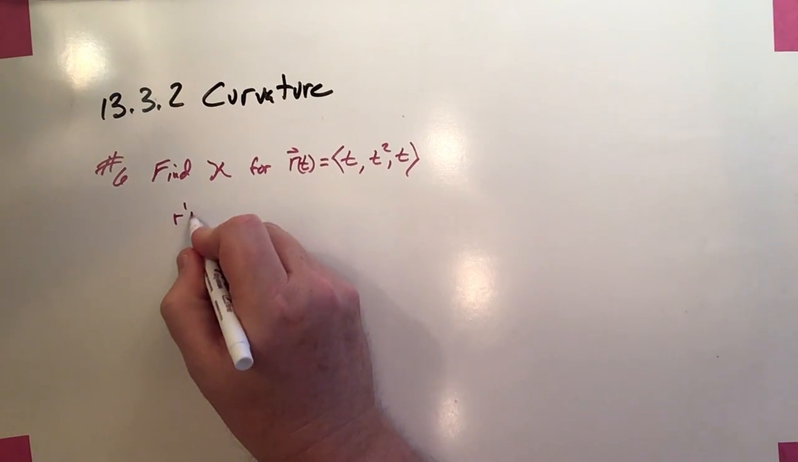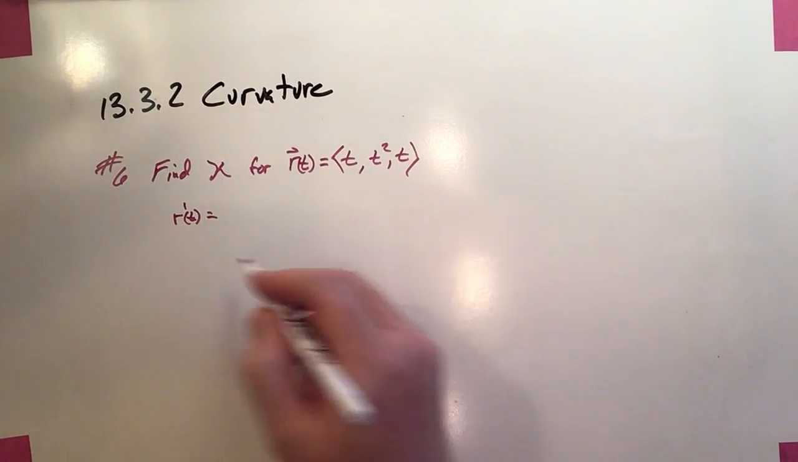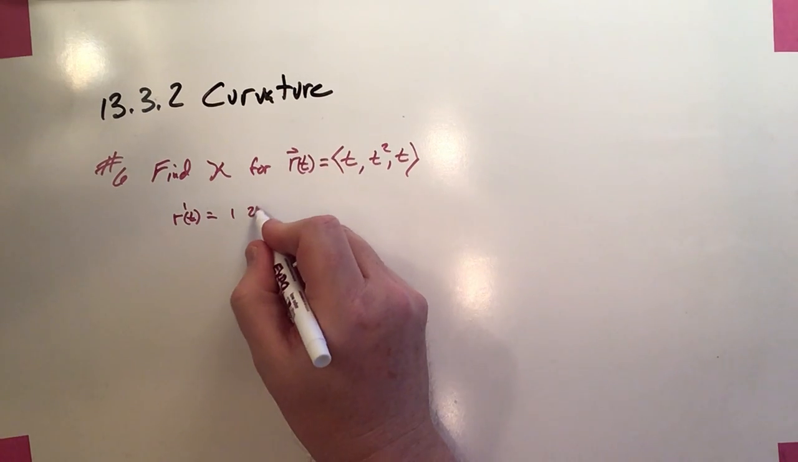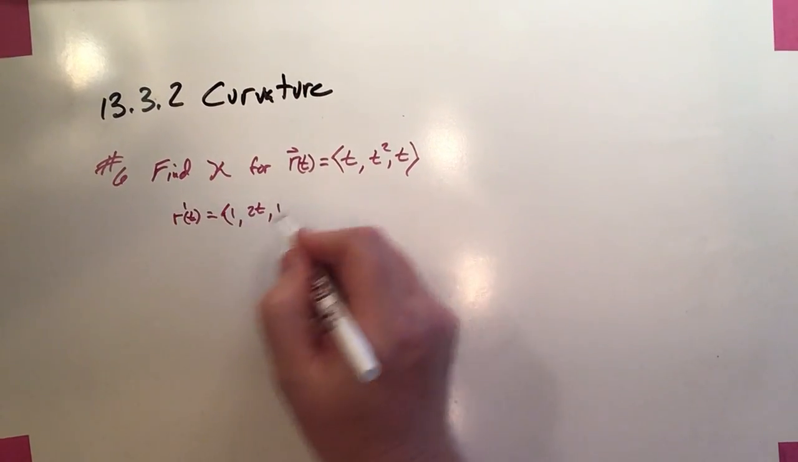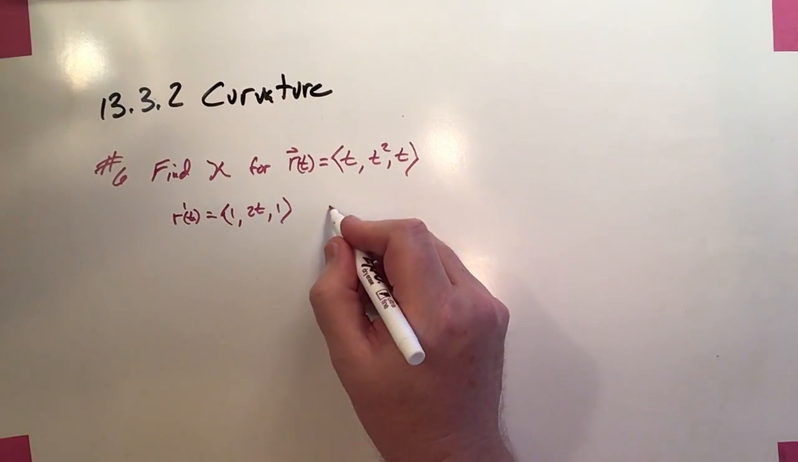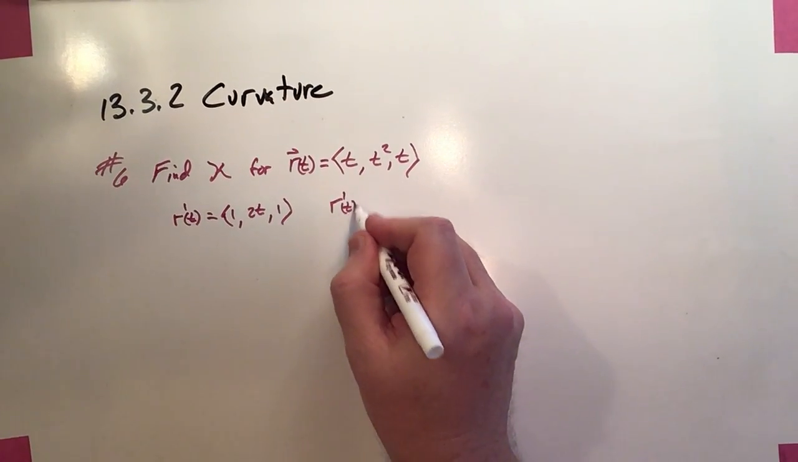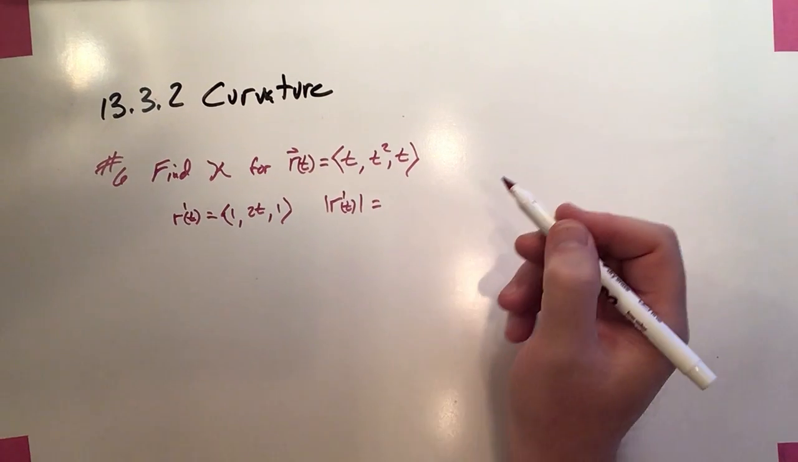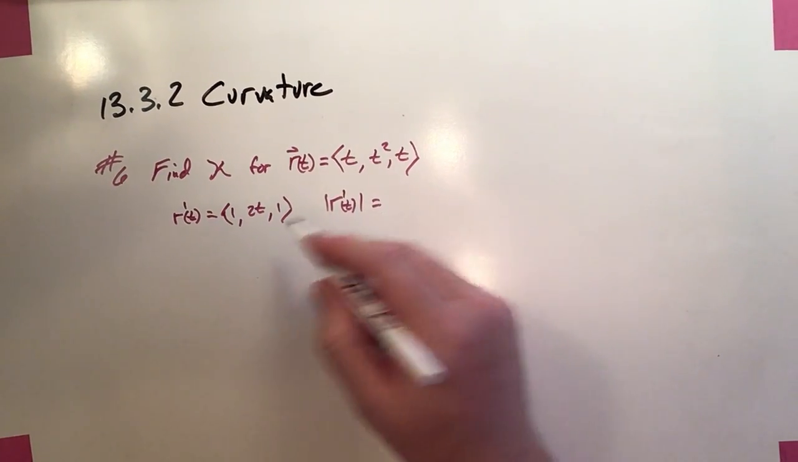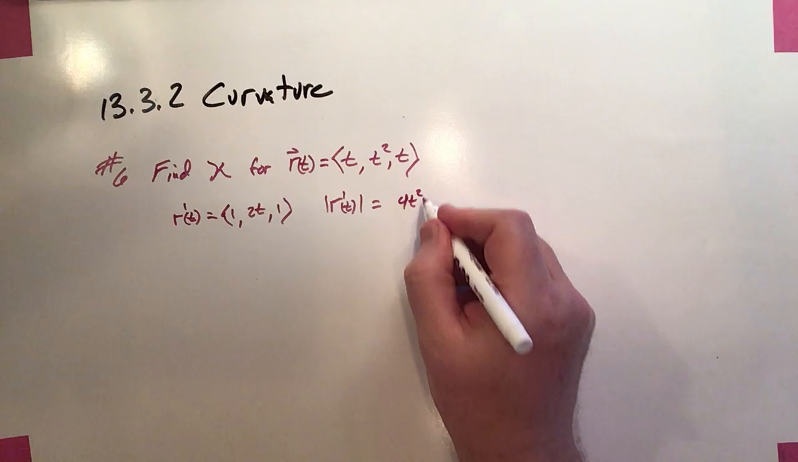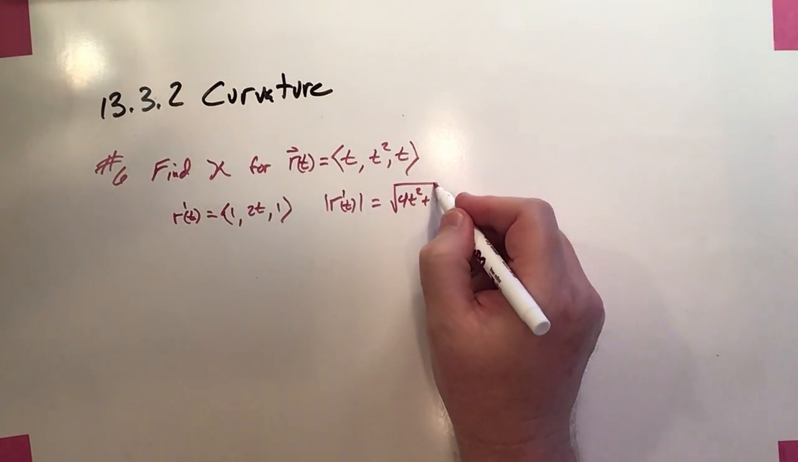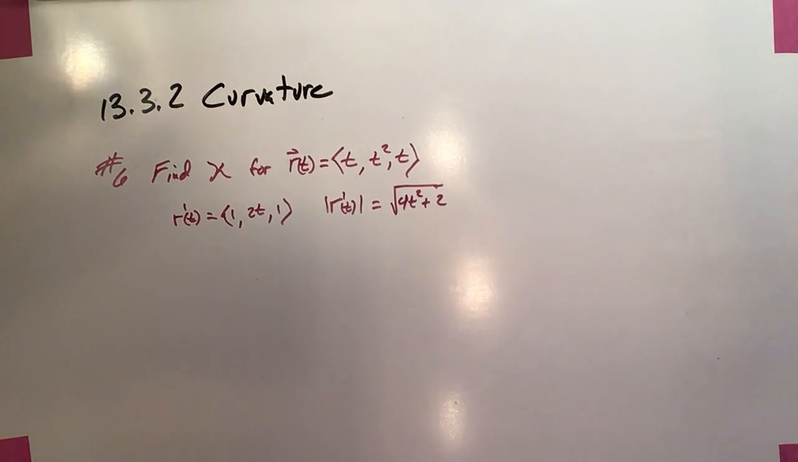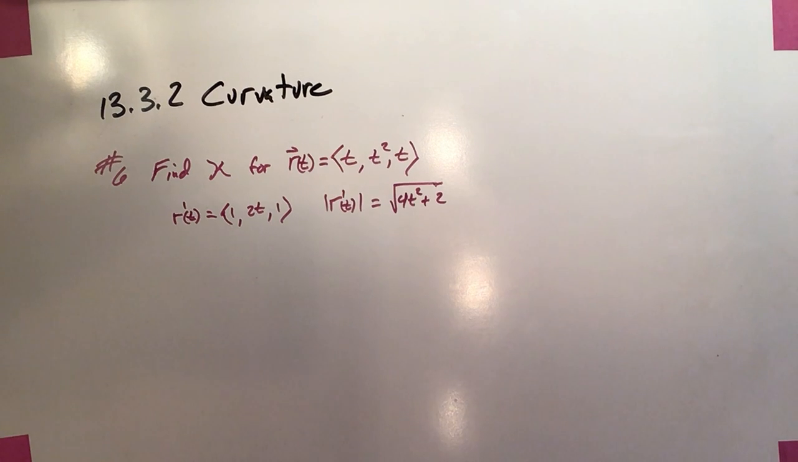r prime here is not too bad. It's 1, 2t, and 1. So far, so good. The problem comes when we look at the magnitude of r prime of t. And that's going to be the square root of 4t squared plus 2. Now, if we were to try and integrate this, that is not exactly an easily integratable form.